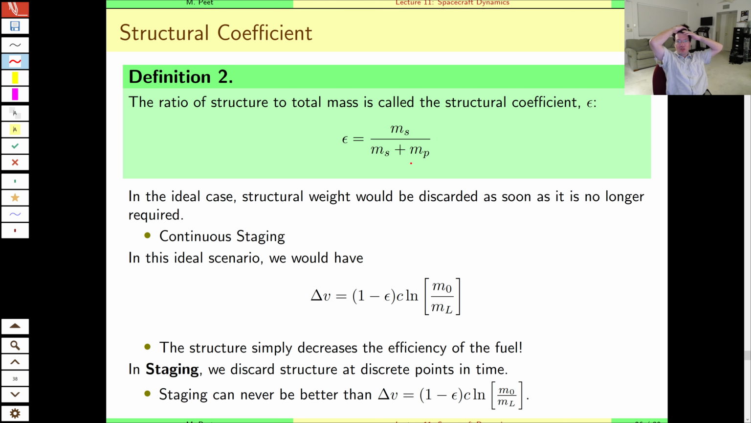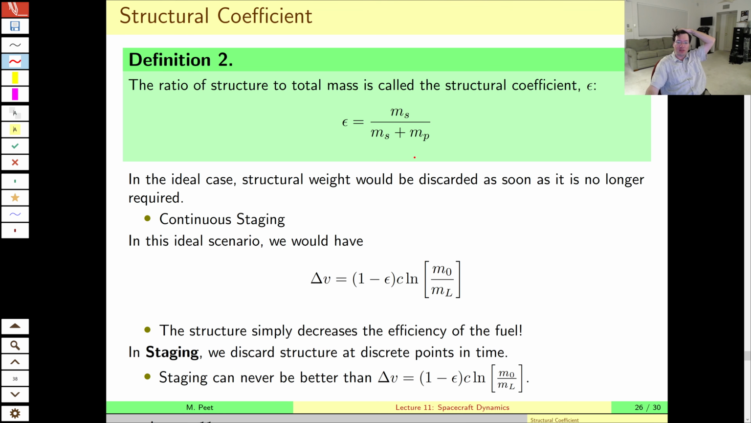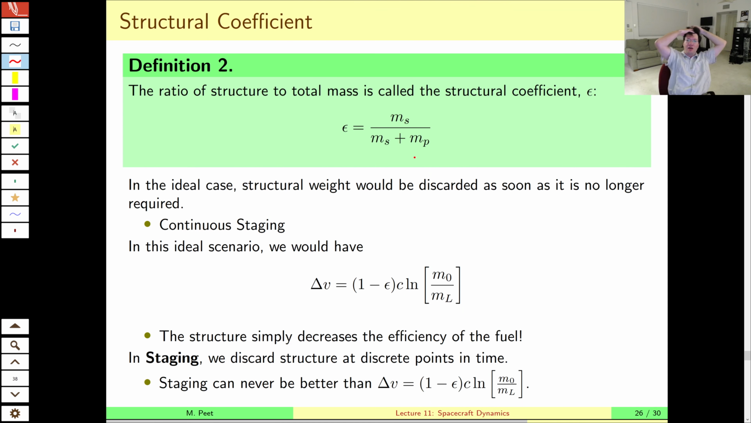So now we'll talk a little bit about these structural masses, the physical limitation of the system. The physical limitation is this structural coefficient. No matter how big each of our stages is, it gives the amount of structural weight required for a given amount of propellant weight. So you can solve this equation for structural weight for a given amount of propellant, right?